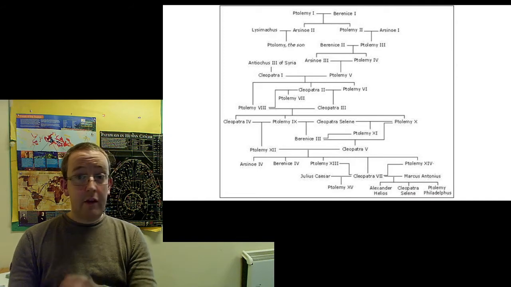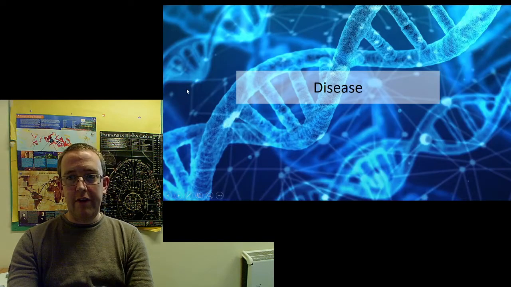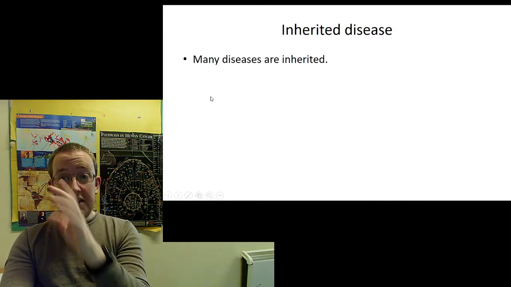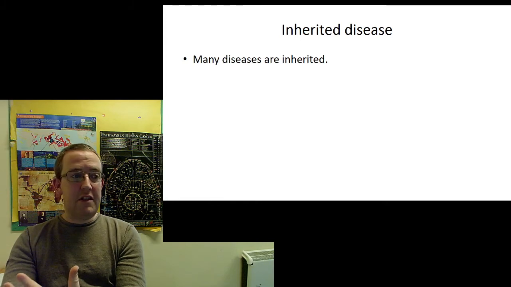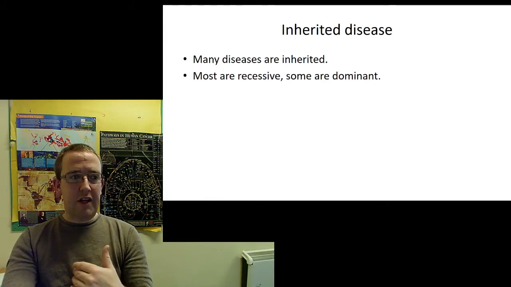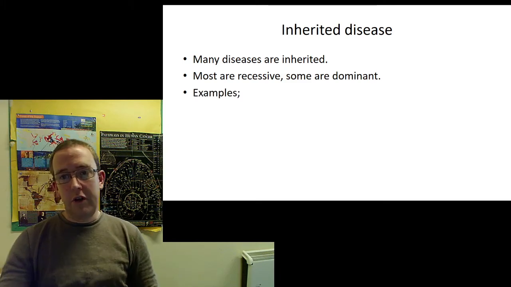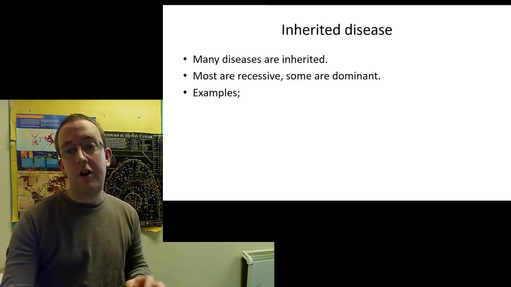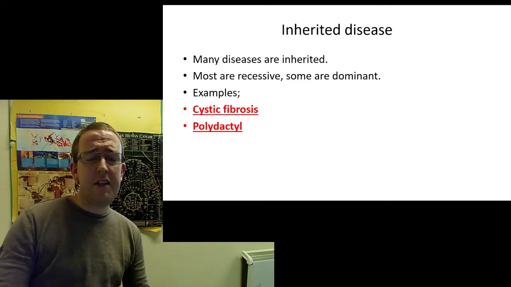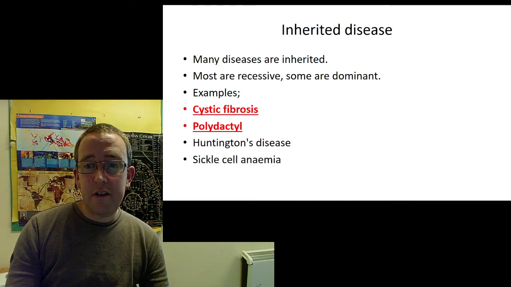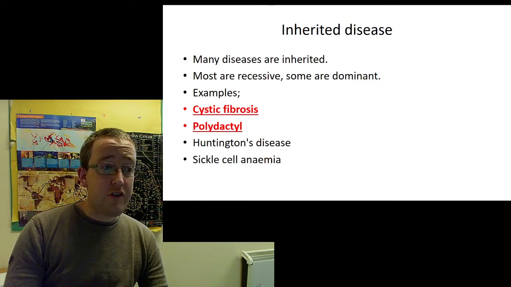Okay, so that's the first section done on family trees. Let's talk diseases then. Okay, let's talk genetic diseases you have to know about. So, many diseases come from genes. There are many inherited diseases, okay? Most are recessive, which means they can hide away in generations, but there are some that are dominant. Now, there are some examples you have to know. Cystic fibrosis and polydactyly are the examples that are on your spec. Huntington's and sickle cell anemia are just other good examples.